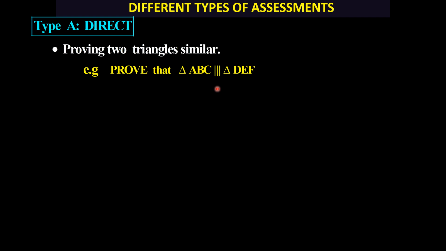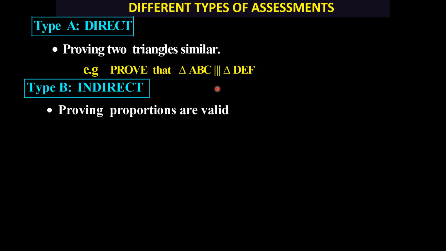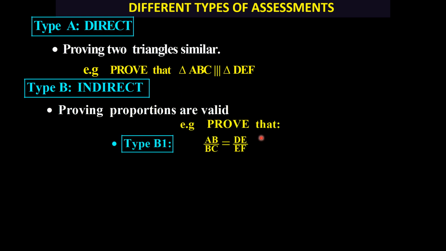Prove they are similar. Then we get another type of question where the similarity notation is not used in the question, but you actually have to prove that they are similar. Questions are like the following. When we have AB over BC equal to DE over EF, when you have a proportion like that, they're actually asking you indirectly to prove that they are similar, because once they're similar, you can then get the proportion. So you have to know that you must prove these two triangles are similar first. Once they're similar, then you can get that.